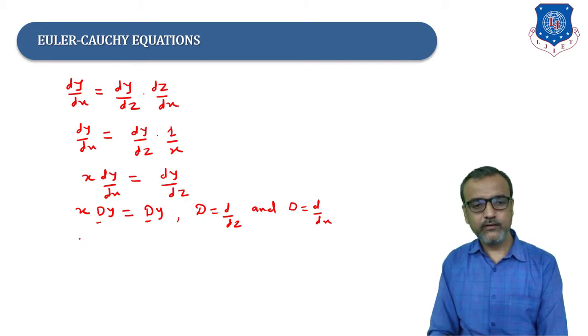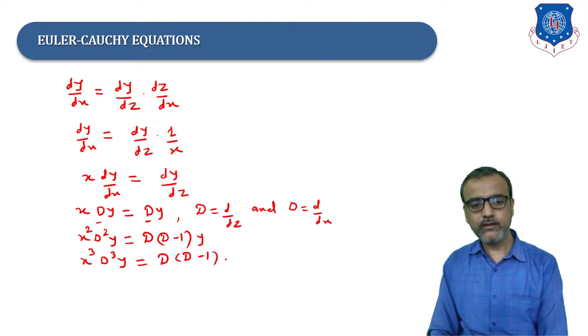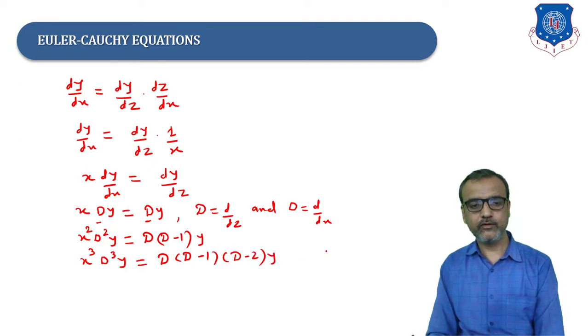Similarly, if we will apply the same concept and will find x square d square y, that is equals to D(D minus 1)y. Similarly, x cube d cube y is equals to D(D minus 1)(D minus 2)y, and so on.